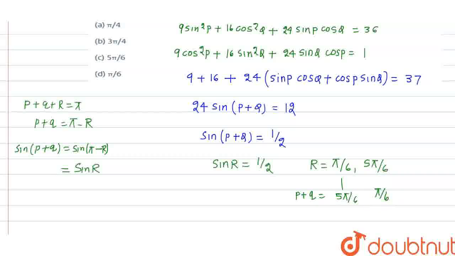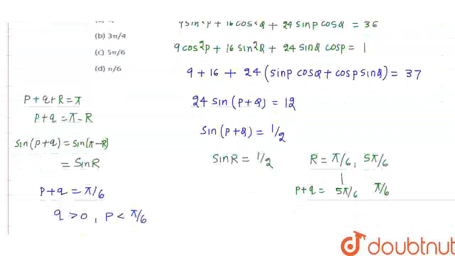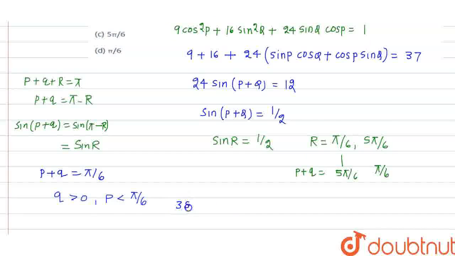Now for instance, let's take the second case, that P plus Q is pi by 6. Then let's say if Q is greater than or equal to 0, then P will be less than or equal to pi by 6. Now our first equation is 3 sin P plus 4 cos Q is equal to 6.